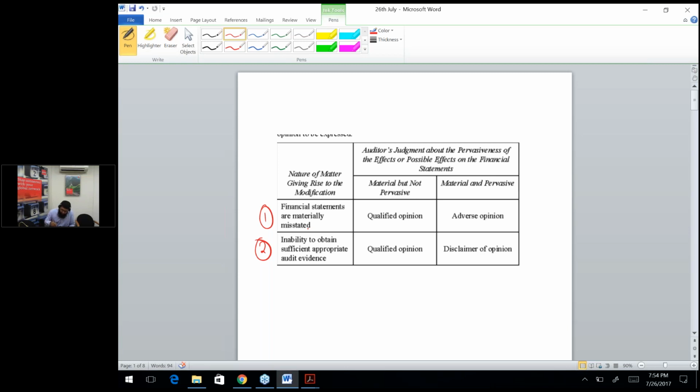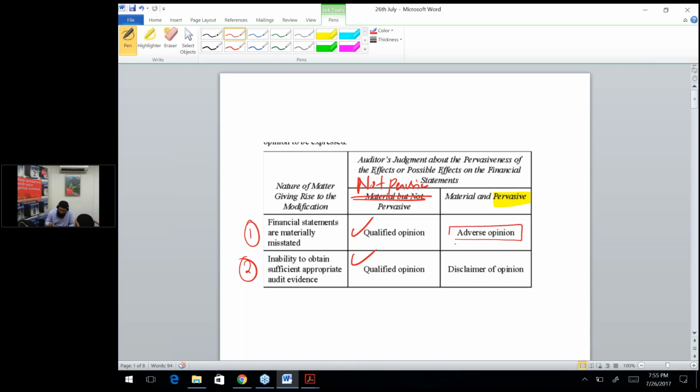We mean by that, number one, you would see whether the matter is pervasive or non-pervasive. So let's say this is the column of not pervasive. If it is not pervasive, whether it's a material misstatement or an inability to obtain evidence, in both cases it's going to be a qualified opinion. The second one is, if the matter is pervasive, then you need to see the reason for modification. Is it because the financial statements are materially misstated? Then you need to give an adverse opinion, which says the financial statements do not give a true and fair view. But if the matter is an inability to obtain sufficient and appropriate audit evidence, then it has to be a disclaimer of opinion.